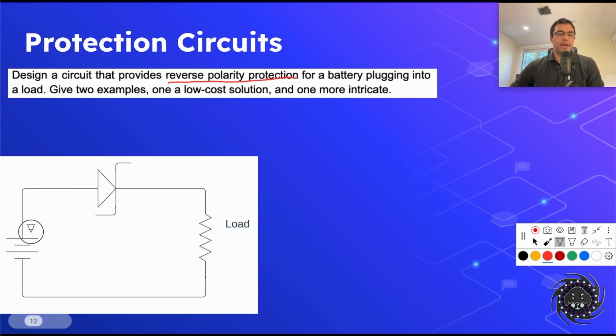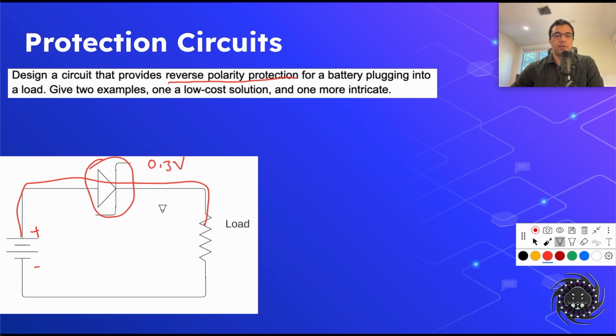We have a battery with a certain voltage across it, and before it reaches the load, we'll put in a diode in series with the direction that we anticipate the current to flow. This is a Schottky diode, so it has a low dropout voltage, approximately 0.3 volts. And if we plug the battery in the forward way, current will flow through the Schottky diode and to the load after dropping 0.3 volts across it.